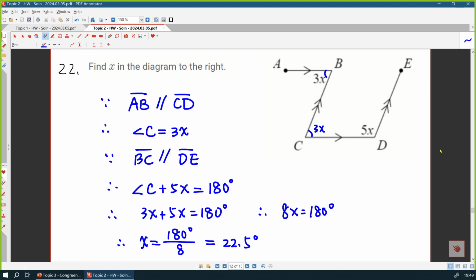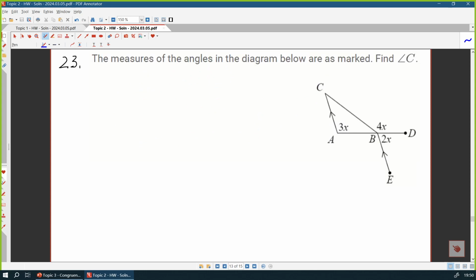Okay, next one, number 23. The measures of the angle in the diagram below are marked. Find angle C here. So let's call it angle C. Okay, need to find the value of angle C. So, we have line AC is parallel with line BE, right? And again, these two arrows indicate these two lines are parallel with each other.